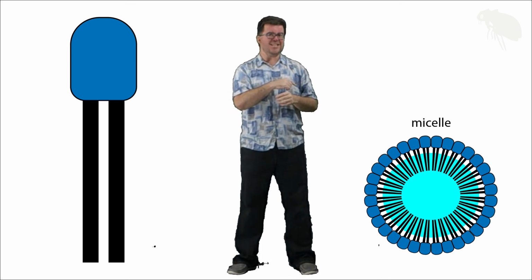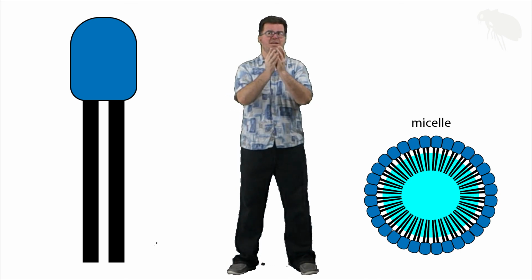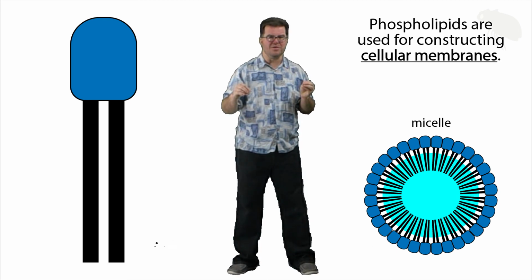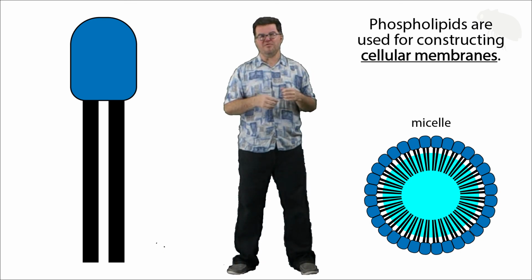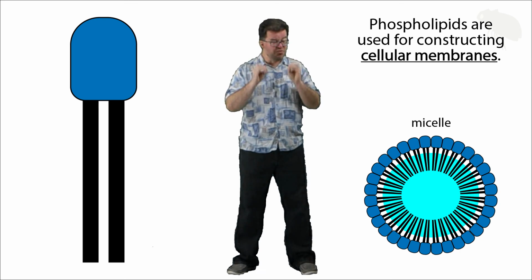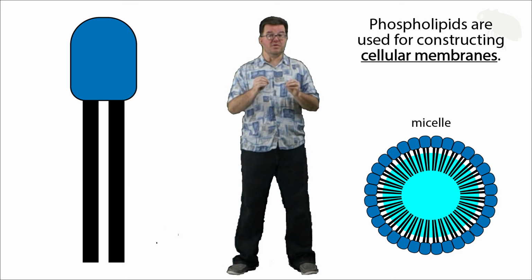They do this automatically. And if you get enough of these things together, the micelles will start to flatten out and form membranes, barriers, sheets. Plasma membranes, cellular membranes, organelle membranes, they're all built from phospholipids. Phospholipids are really important building material in cells.